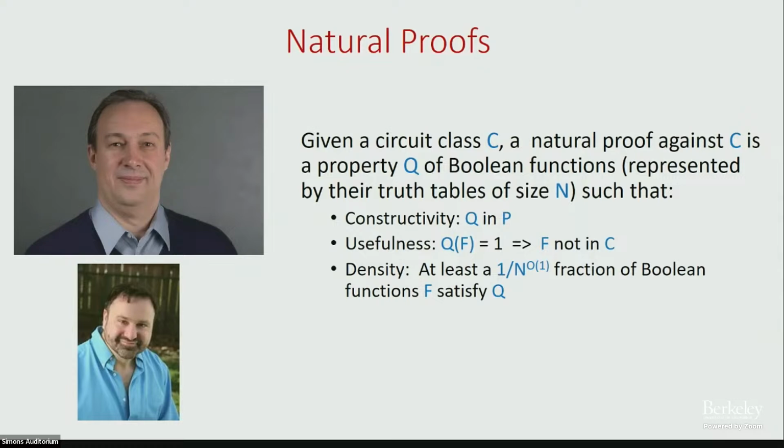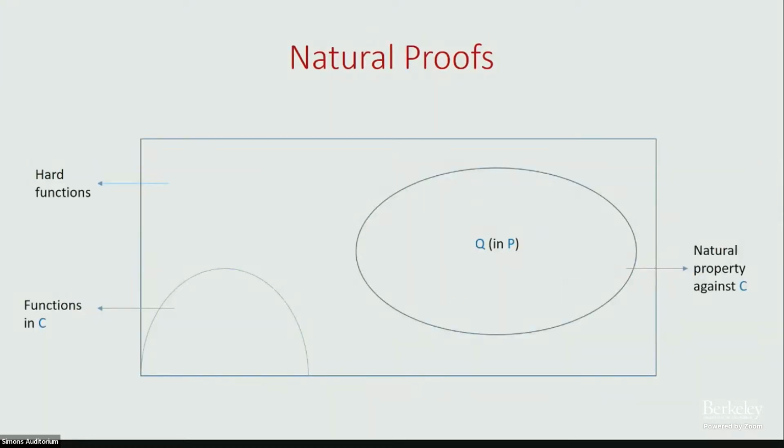So that's often the case with the properties we define. There's this usefulness thing, which is that if F satisfies a property, then F doesn't have circuits in C. And it turns out the properties we define are often dense as well, that a noticeable fraction of Boolean functions satisfy them. So it's a case that Q is satisfied by, say, a one over polynomial fraction of Boolean functions. And just for a picture, let's say this is a space of Boolean functions.